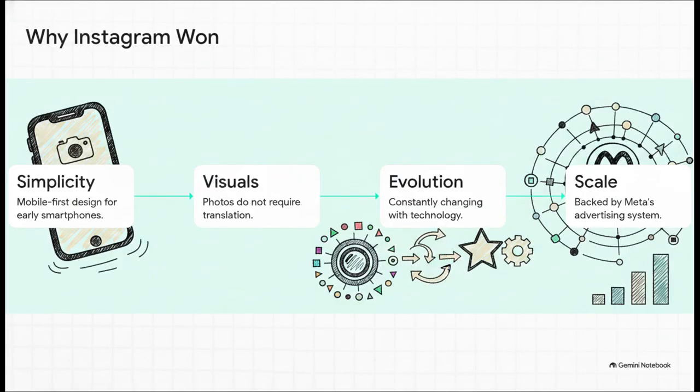So, bringing it all together, why did the platform triumph? It was essentially a perfect storm. 1. Absolute simplicity and a mobile-first design, built exactly when the smartphone was becoming central to our lives. 2. Visual communication. Photos and videos require zero translation. They cross global borders instantly. And 3. Constant, aggressive product evolution, perfectly combined with the unmatched power of Meta's advertising infrastructure to actually empower those creators to make a living.